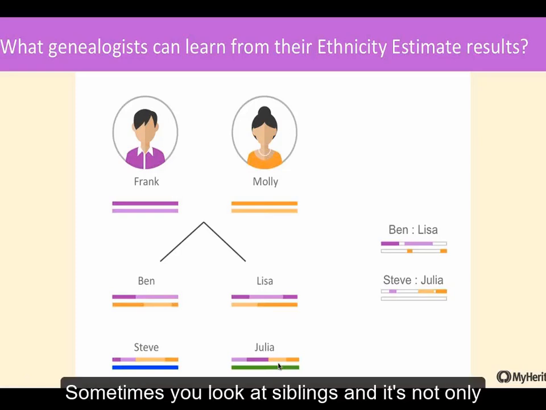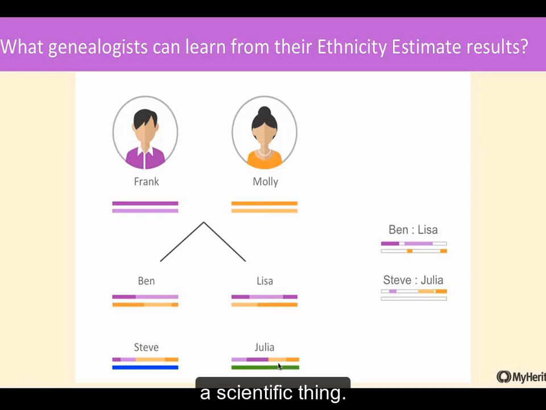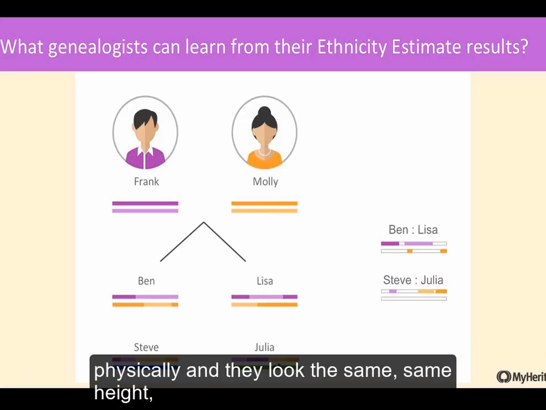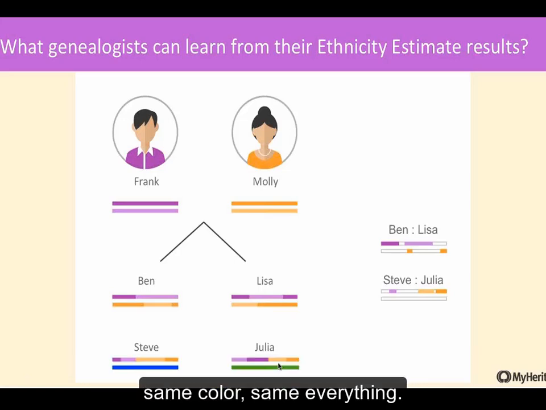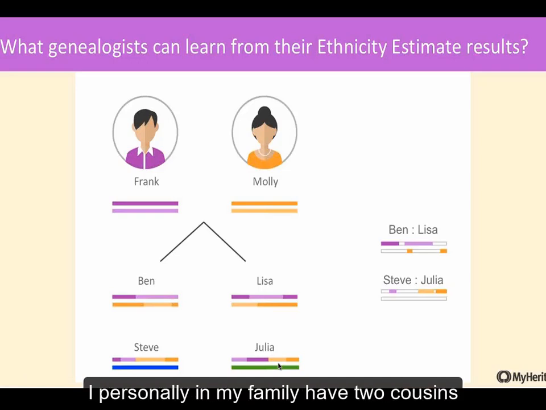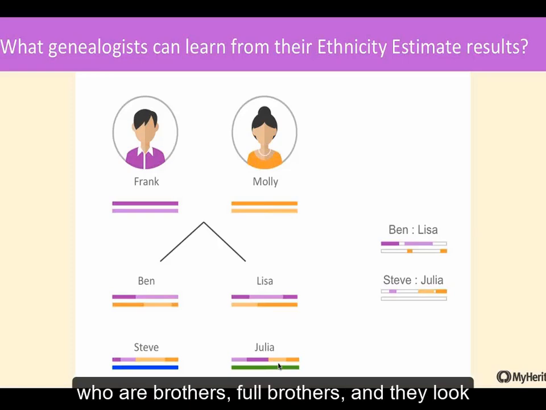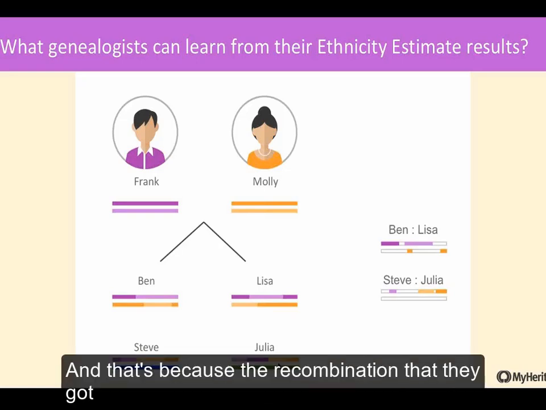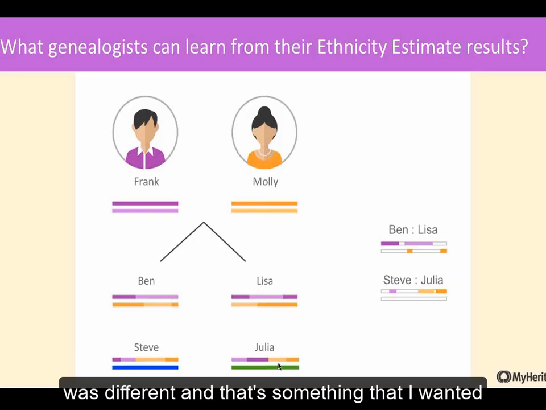Sometimes you look at siblings, and it's not only a scientific thing. You can see it. Some siblings are very similar physically, and they look the same height, same color, same everything. And some siblings look very different. I personally, in my family, have two cousins who are brothers, full brothers, and they look completely different. One is tall with dark hair, and one is short, and that's because the recombination that they got was different.